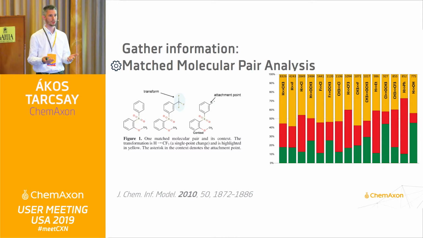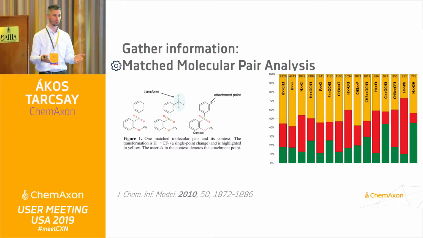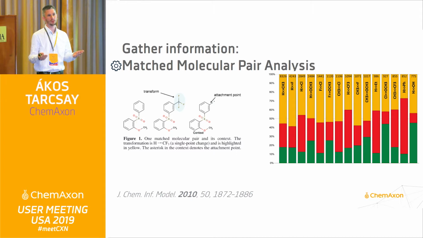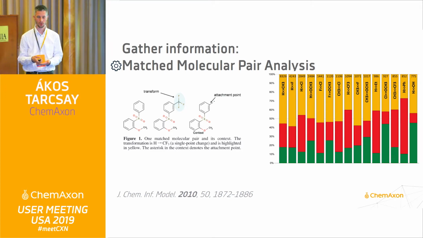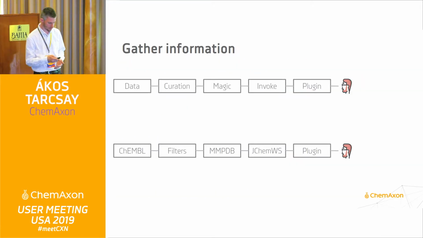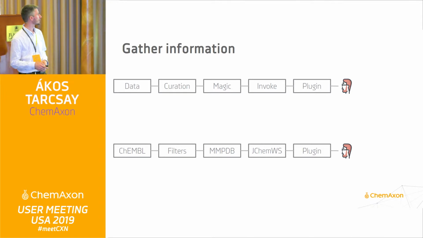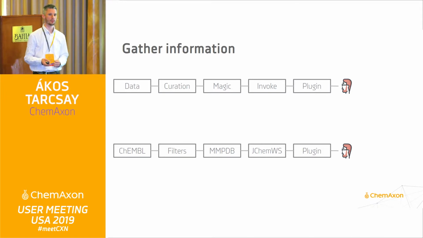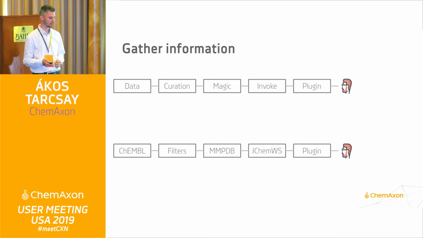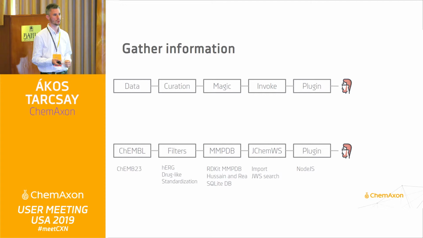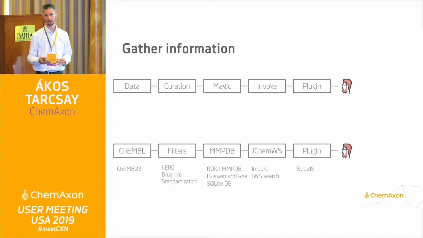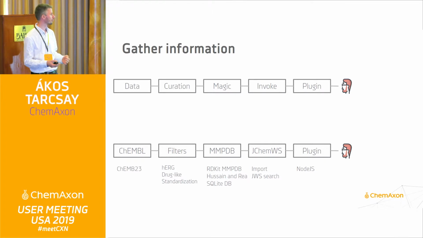So essentially what you will get is a transformation, which is the primitive of an SAR relationship, and the related activity change with some nice statistics. What we did: we used the ChEMBL database, applied filters on it, and then used the MMPDB algorithm. The selected target was hERG, which is a well-known toxicity anti-target endpoint. We only applied model building on drug-like molecules that were standardized.